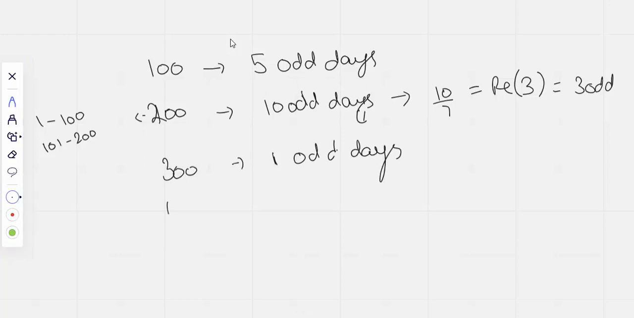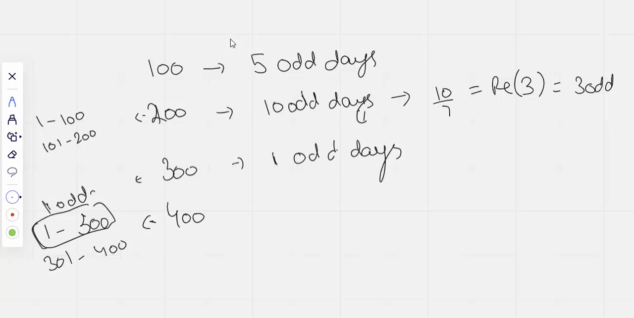Okay, so for 400 years, you can say it will contain 1 to 300, then from 301 to 400. For the first 300 we know already that it is 1 odd day. But 301 to 400 is a span of 100 years only, which is similar to the first one. But if you see the difference, the last one is also a leap year.